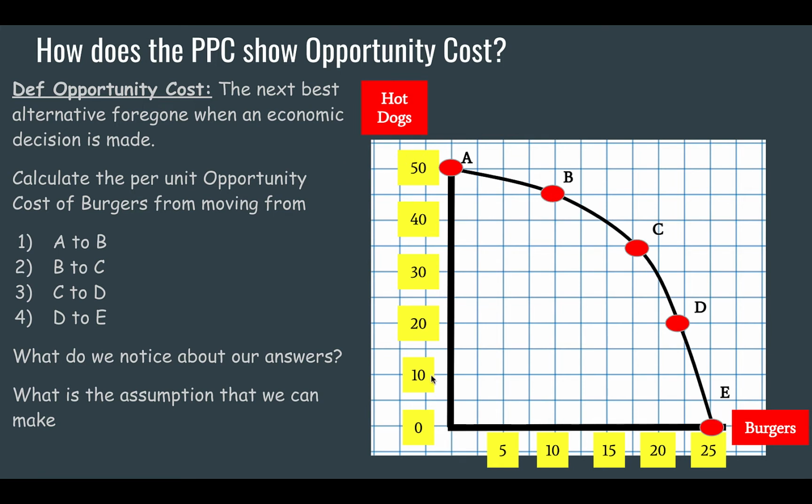So what is opportunity cost? It's what you lose, what you miss out on, what you give up, what you don't choose. If we are moving from A to B, what do we gain? Well, we gain burgers, but there is a cost to society. There is something that society must give up if it's going to get extra burgers, in terms of how many hot dogs it must reduce its production by in order to satisfy the increased production of burgers, if you want to say it that way. Right, well, let's look at this.